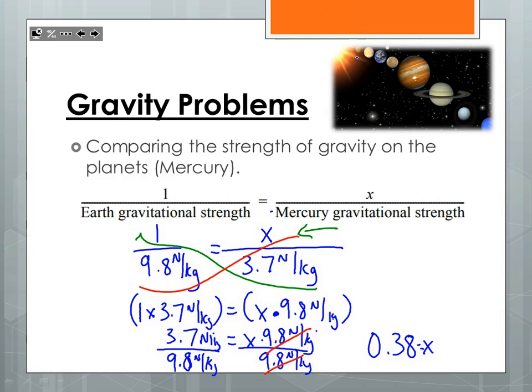So if you're a basketball player, and you're standing on Mercury, let's just put it in here, your gravitational pull, you're going to have 38% more, let's see if I can do a hoop here, more strength in your legs to make sure that ball gets in the hoop. So it's stronger. Okay, so I want you to do Venus on your own.